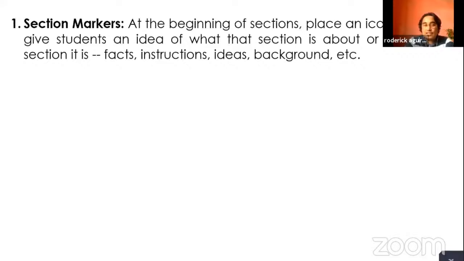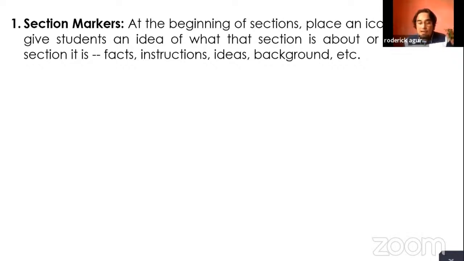All right. So these are the things that we need to think of icons for. One is section markers. At the beginning of the sections, place an icon that helps give students an idea of what the section is about or the kind of section it is, like facts, instructions. So mas maintindihan na ng bata ang module na yon kung ang ating section markers po or page breaker po natin ay may mga icons or pictures that summarize the lesson itself.